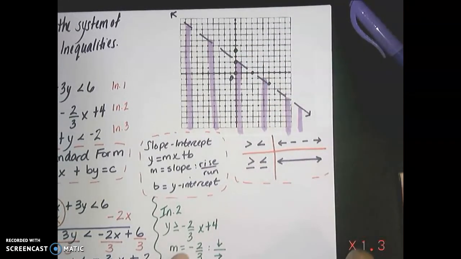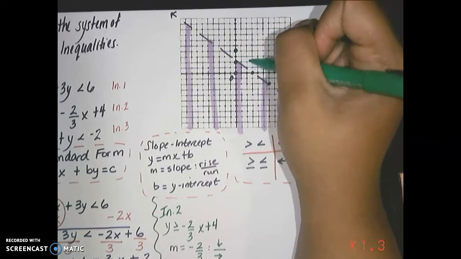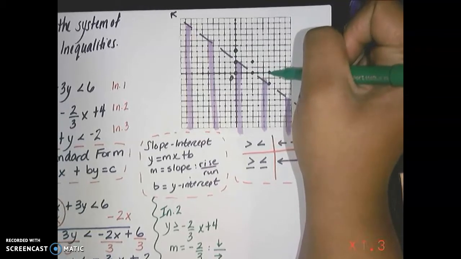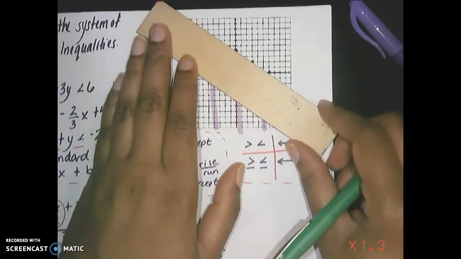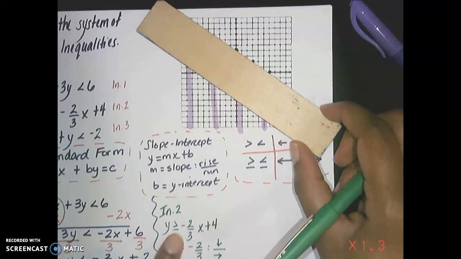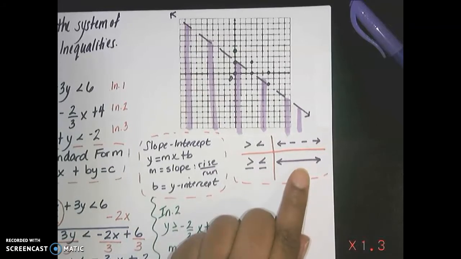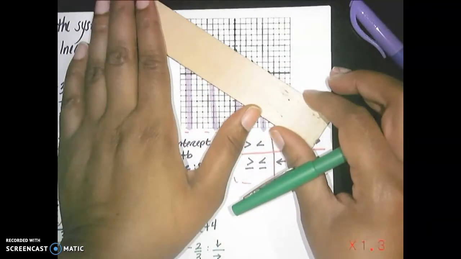From that point, we're going to go down 2 and right 3. Because I'm so terrible at my lines, I do 3 points. Sometimes I'll do 4, it just depends. Now, this one has a greater than or equal to sign. Since there's an equal line underneath, I'm going to have a solid line when I graph. Do the best you can.